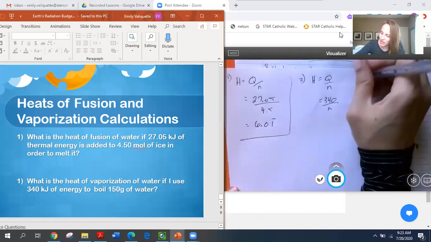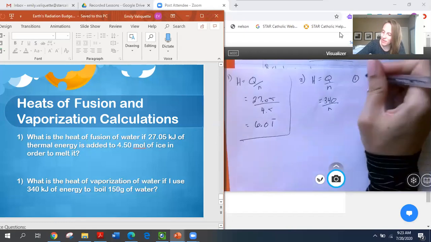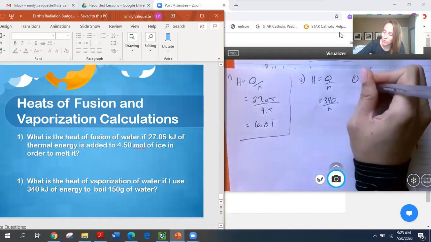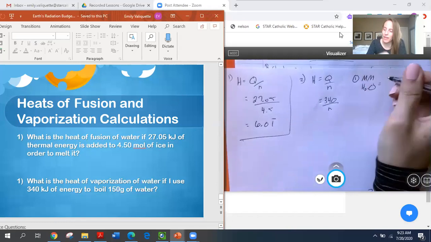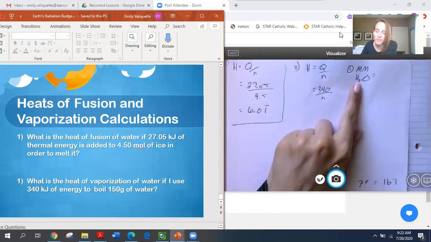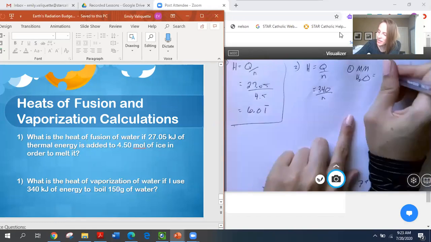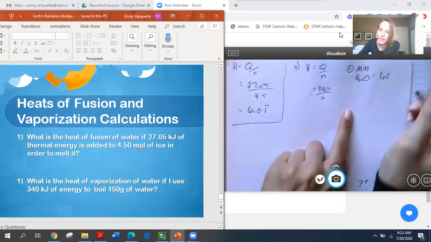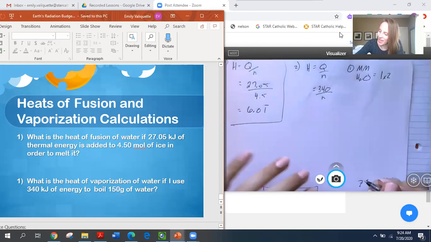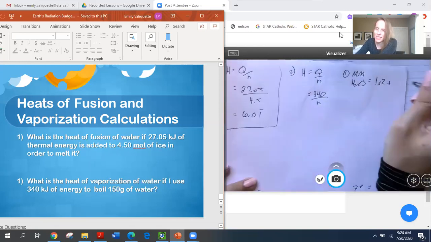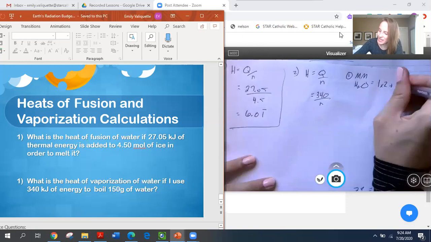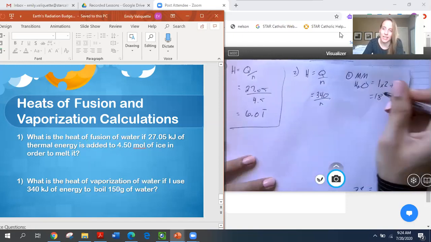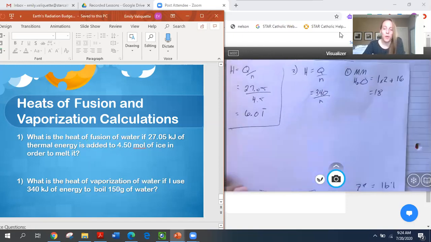So our actual very first step here is going to be to find the molar mass of water. Now, in order to do that, you need to look up the molar mass of hydrogen, which is just 1. We times that by 2 because there's 2 of them. And then we add the molar mass of oxygen, which is 16. So you're going to get 18. The molar mass of water will always be 18.